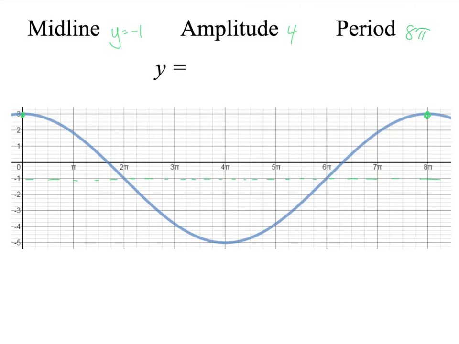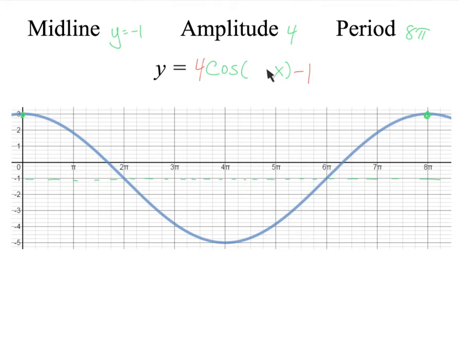So let's write the function. Well, we should notice this looks like a C, not an S. So I'm going to call this a cosine. We have an x here. Now, what is the number in front? It's your amplitude, which is 4. All right, next, what is our shift up and down? Looks like we've been shifted here in the green line down 1. So I'm going to put -1.